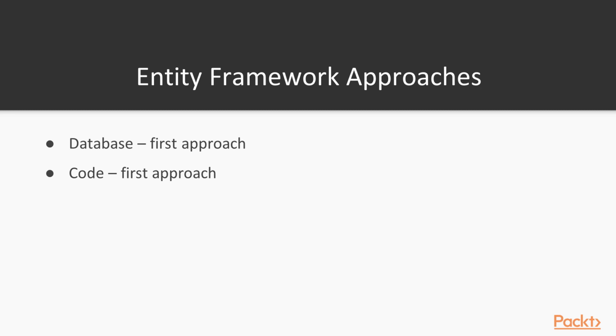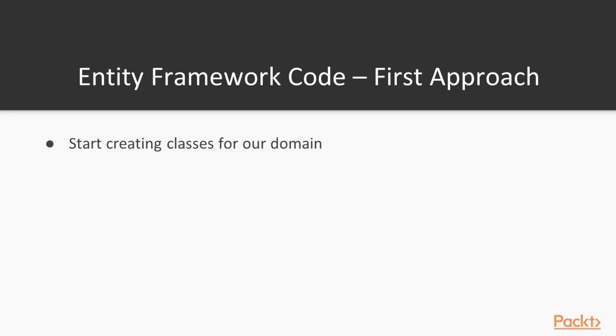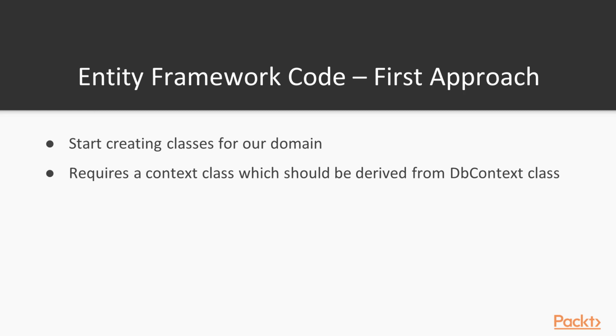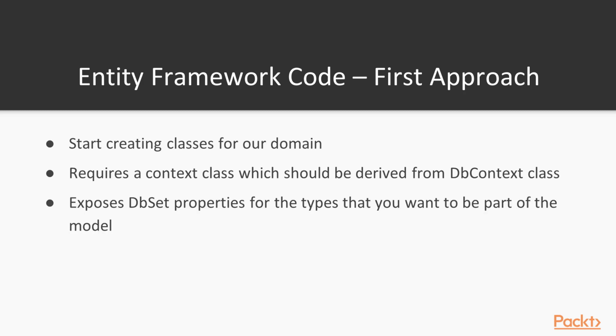In a nutshell, we will first write the code, including domain objects, and then Entity Framework will know how to create tables from these objects. For this approach we need to be aware of two classes that we will heavily rely on. The first one is DbContext. We will have one class in our system that will inherit from DbContext. This way Entity Framework will know what needs to be created. This class will also expose DbSet properties for the types that you want to be part of the model and to be created in the database.